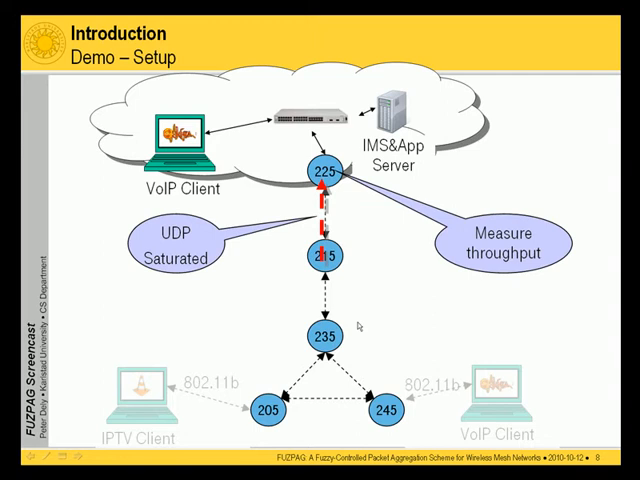In the demo, I would like to show the impact of different packet sizes. For this demonstration, I will generate UDP traffic at node 215 and send it to node 225. The UDP traffic is backlogged on node 215, meaning that we always have packets to send. The throughput here is measured and displayed live. Let's start the demo.